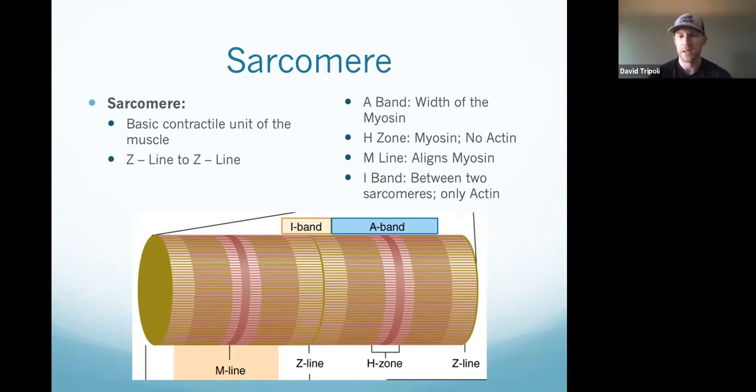The M line aligns the myosin. So you can see, again, that midline, right, aligns all the myosin. And then the I band is between two sarcomeres, and that is the only actin. So the I band, again, is right here.